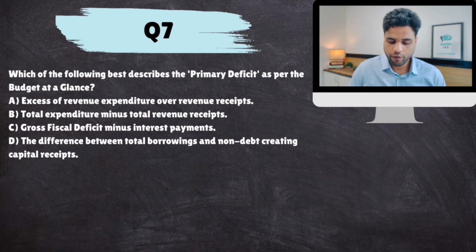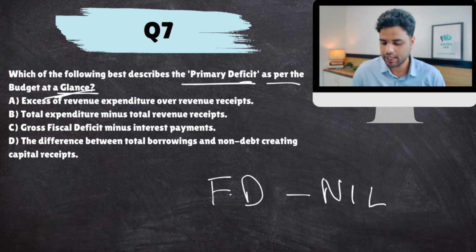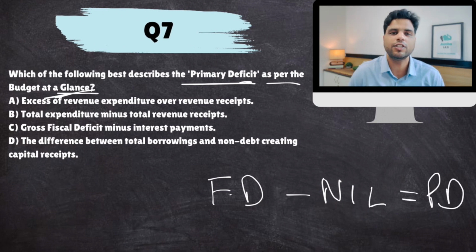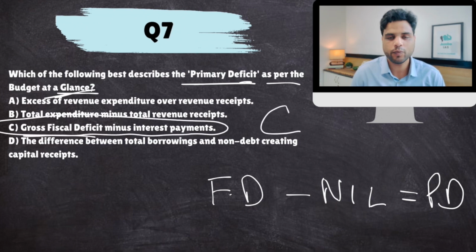Next. Which of the following best describes primary deficit as per Budget at a Glance, the document? Okay. So what is primary deficit? We all know about this. Fiscal deficit minus net interest liabilities is primary deficit. We have covered this. There is no point in spending more time on this question. It is fairly direct. Gross fiscal deficit minus interest payments. We have discussed this. Okay. I gave you an example also, Congress, BJP and all. So the answer to this question would be C, fairly easy.